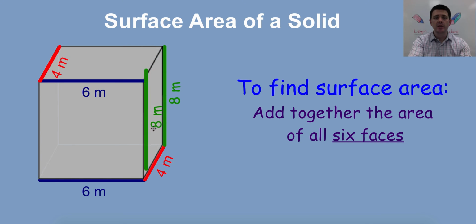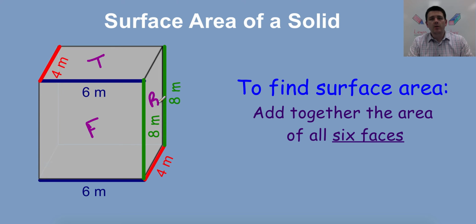Same with my 8. My 8 is also 8 meters here. It's also 8 meters here. Those measurements correspond to more than just that one side that you're looking at. Okay? Also think of it as, right now I can see the front, I can see the top, and I can see the right-hand side.